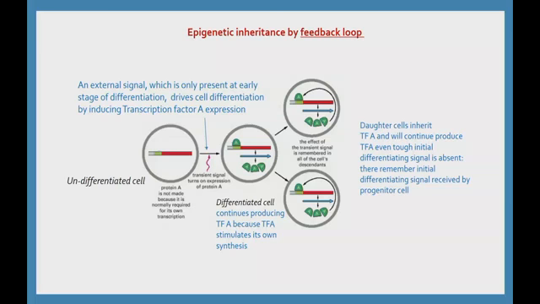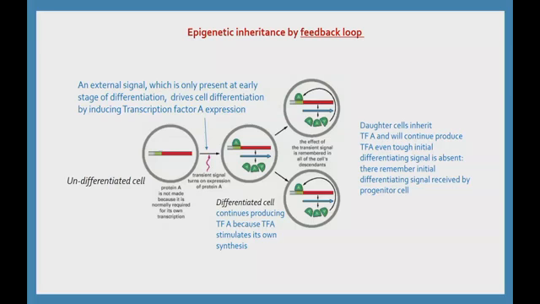Imagine you have an undifferentiated cell, typically a stem cell, at a certain stage of development. Then there is a signal giving the instruction to the cell to differentiate. For instance, a growth factor will induce the expression of a certain transcription factor, A. And the good thing is that this transcription factor A is driving its own expression. So even though the signal, for instance the growth factor or differentiation factor, is no longer present in the environment, the transcription factor that is driving its own synthesis is still there.